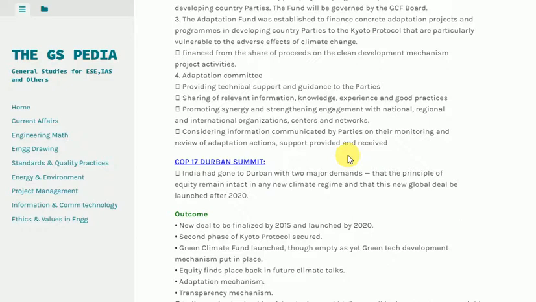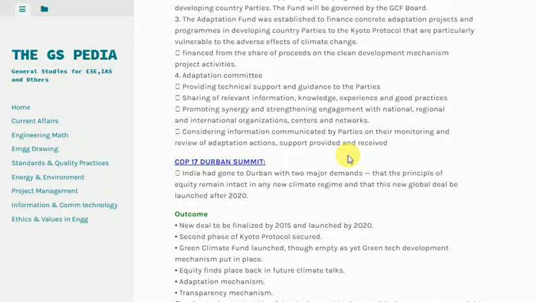COP17 Durban Summit. India had gone to Durban with two major demands: that the principle of equity remain intact in any new climate regime, and that this new global deal be launched after 2020. Outcome: New Deal to be finalized by 2015 and launched by 2020.